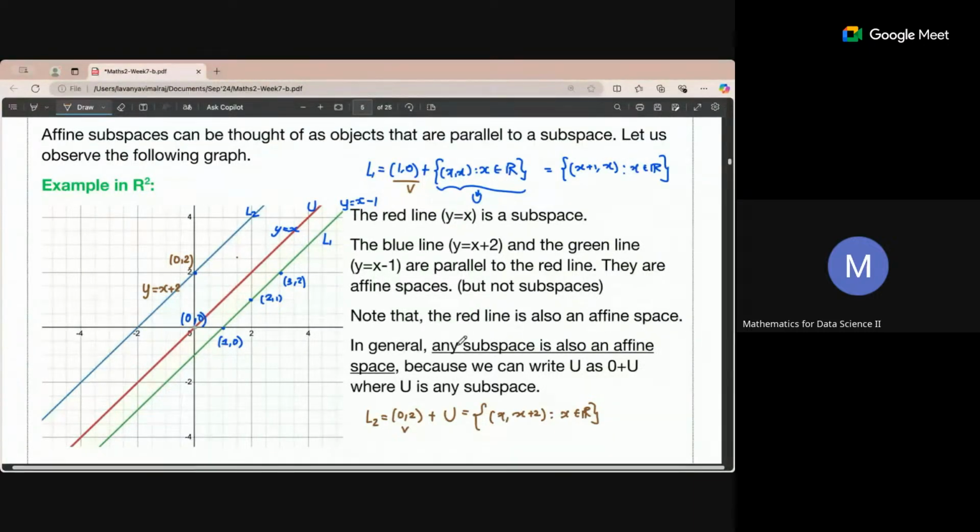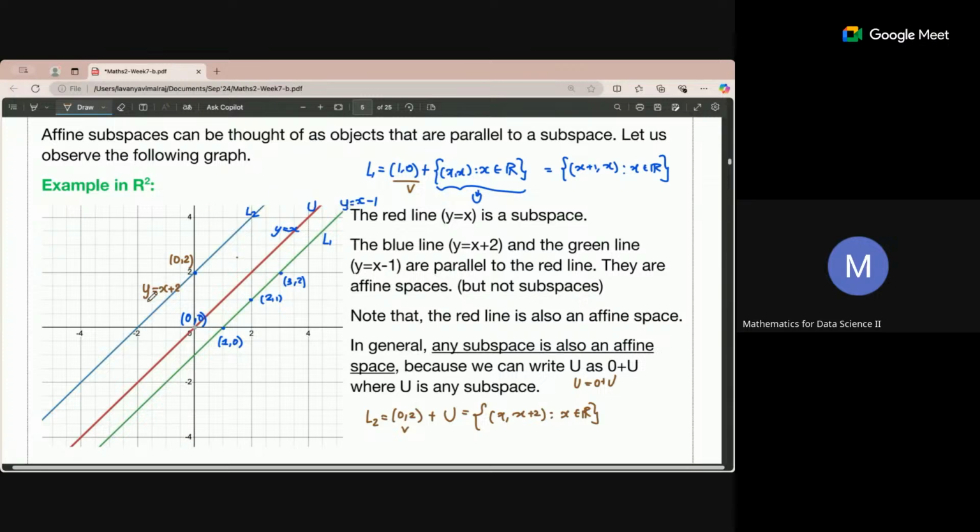In general, we should note one thing: any subspace is also an affine space. So now this U is also an affine space. Why? Because I can write U as 0 plus U. So now 0 is my v, and U equals 0 plus U means I can consider this also as an affine subspace. So any subspace is also affine, but the other way is not true.